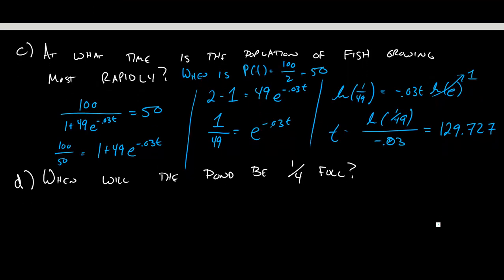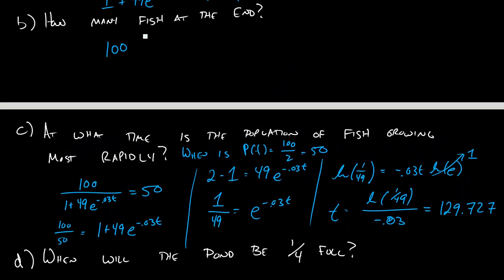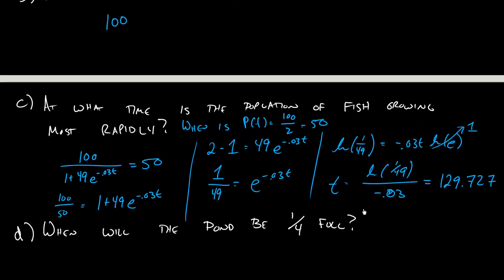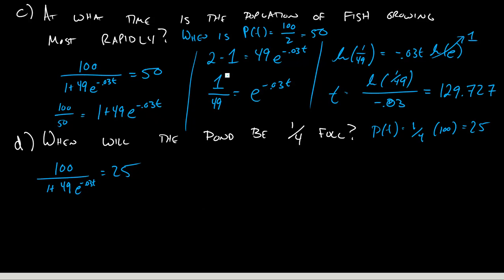Now if it asks you something about when the pond will be a quarter full, what does it mean to be 1/4 full? Think back to the previous part: when is the pond full? Well, when it's 100. So when it's saying when is it a quarter full, we want P of t to be equal to 1/4 times 100, my max, which is equal to 25. Now, solving this equation is going to be very similar to the last one. We'd start off with our original equation, 100 divided by 1 plus 49 e to the negative 0.03 t equals 25.